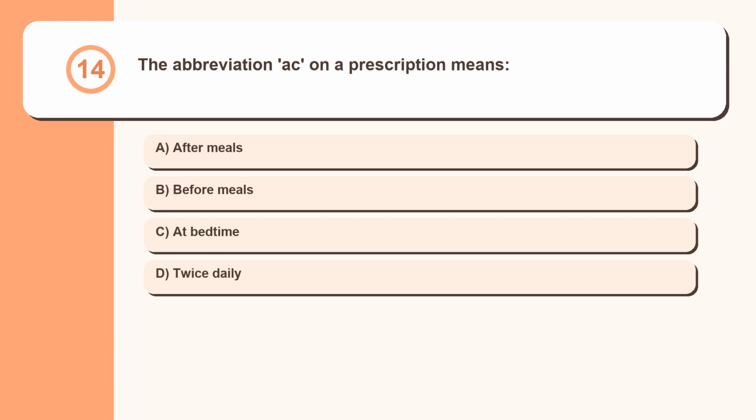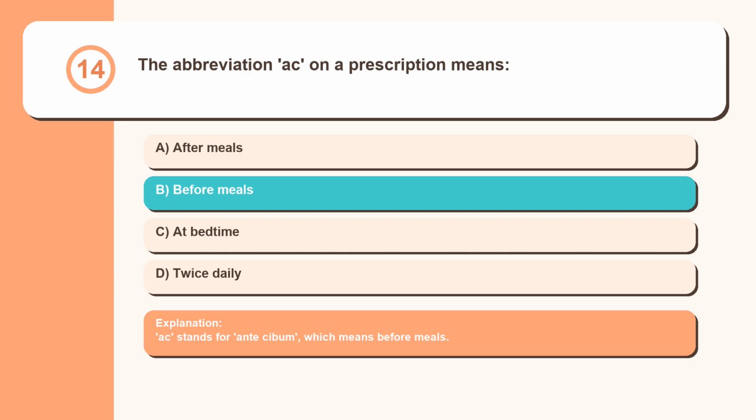Question 14. The abbreviation AC on a prescription means: after meals, before meals, at bedtime, twice daily. AC stands for ante cibum, which means before meals.